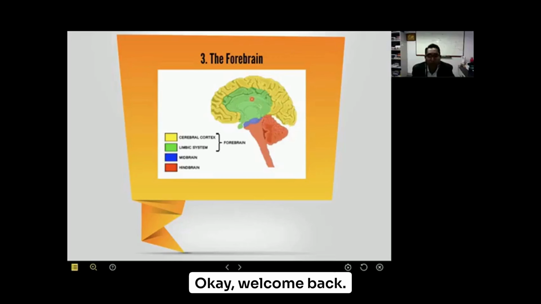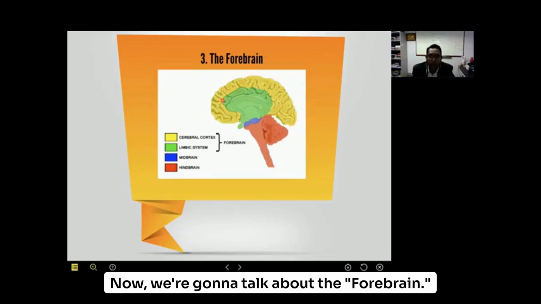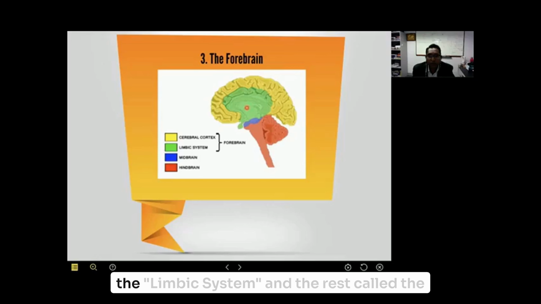Okay, welcome back. Now we're going to talk about the forebrain. Forebrain has this green structure called the limbic system and the rest called the cerebral cortex.